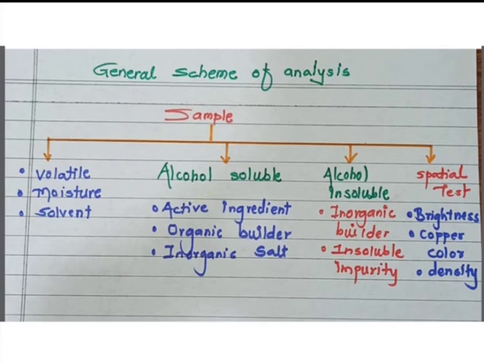So this is the general scheme of analysis in which sampling is the first point, and there are four subpoints. First one is the volatile components, next one is alcohol soluble components, next one alcohol insoluble components, and last one there are a few special tests. So we have seen the alcohol soluble component estimation in the last lecture. In today's lecture we will see alcohol insoluble components estimation. So we will start with it.